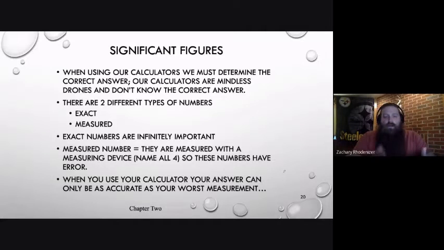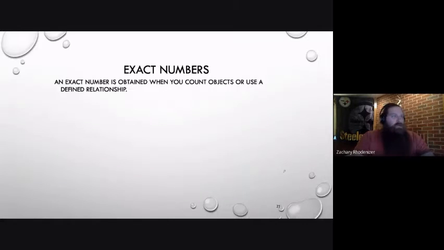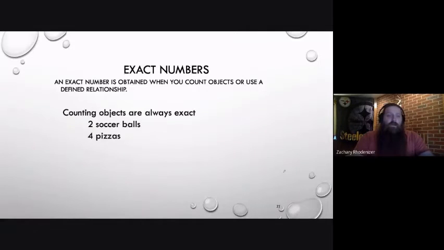And measured numbers always have some error. It depends on what your tool is that you're using. So let's just kind of look at a couple of these first. And let's tell the difference between exact numbers, when you just report the number as it is, compared to a number where we have to take Sig Figs into account. So counting numbers, always exact. If I look over and I see 2 soccer balls, there's exactly 2. I can't have part of a soccer ball laying there. If I have 4 pizzas, I either have 4 pizzas or I don't.